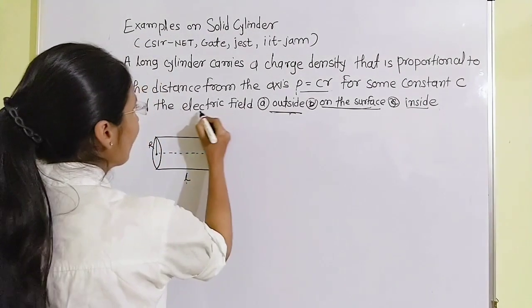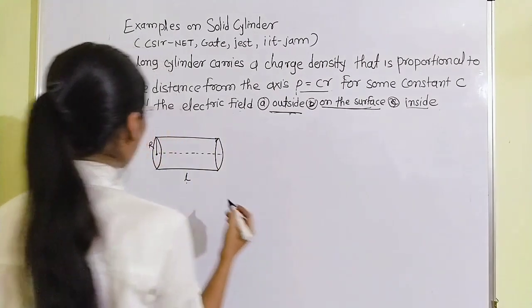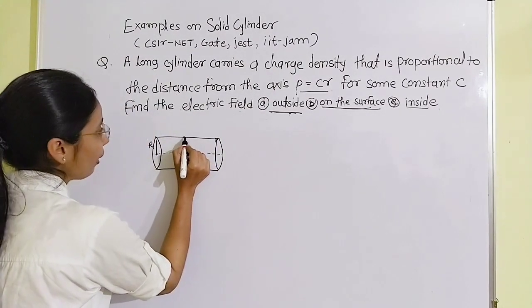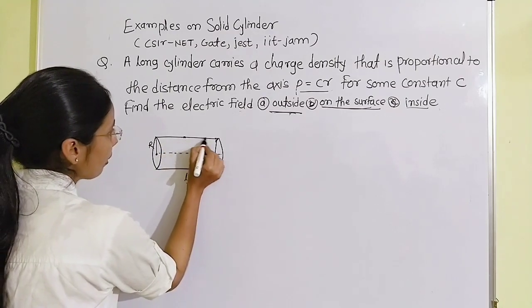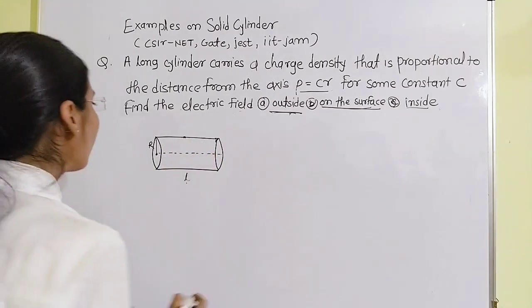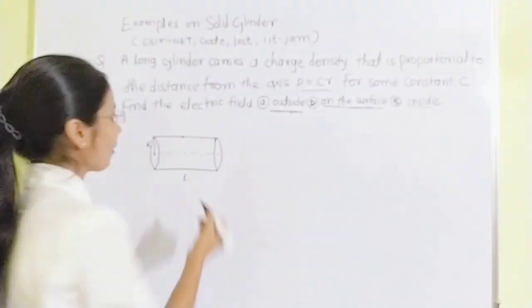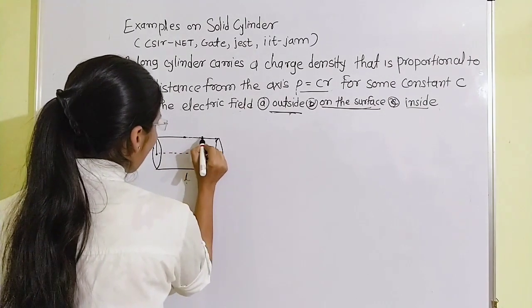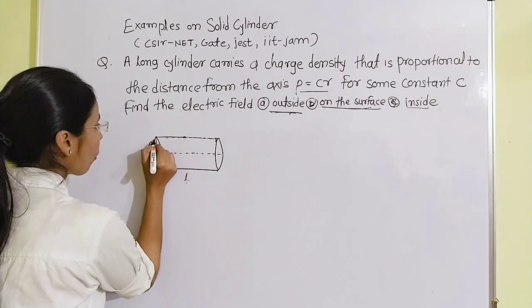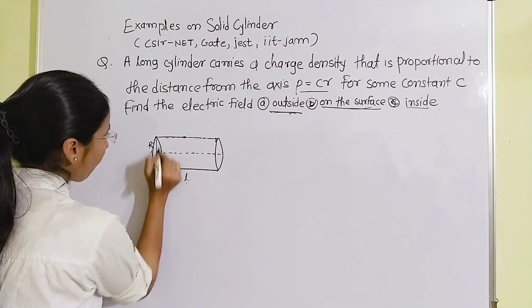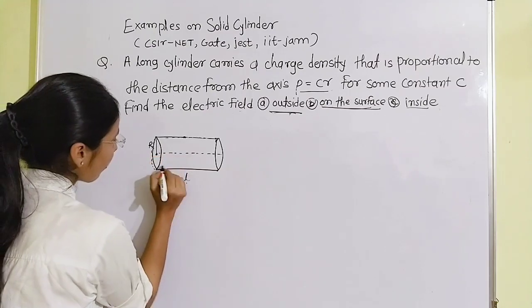So we have to find the electric field on the surface. So I have to find the electric field at this point. Okay, this point is on the surface. So we first draw the Gaussian surface. Gaussian surface will come here, on the surface of this cylinder. Okay, this is our Gaussian surface.